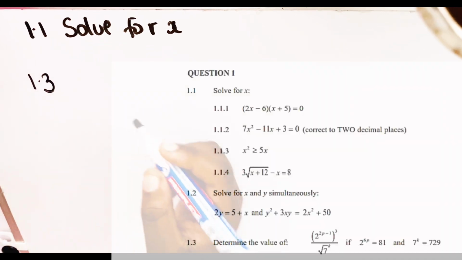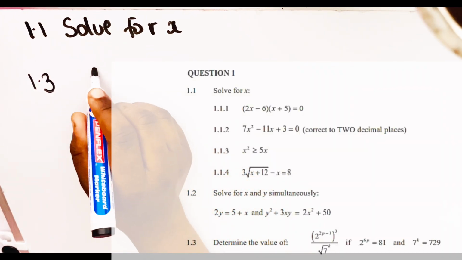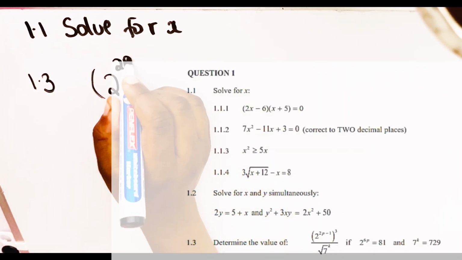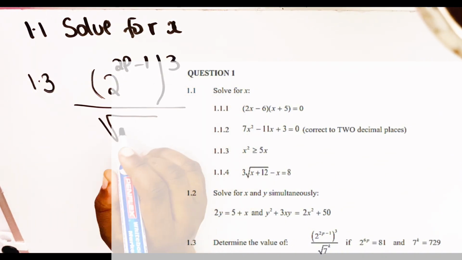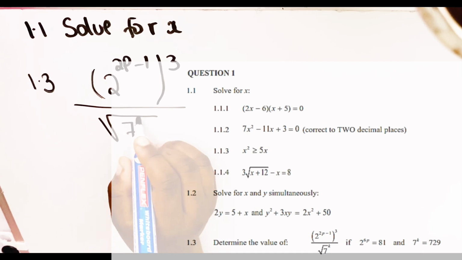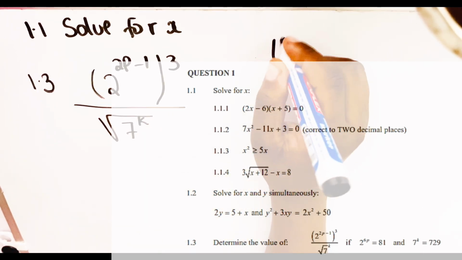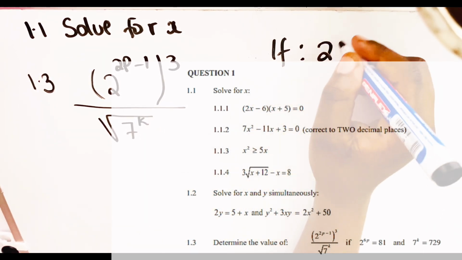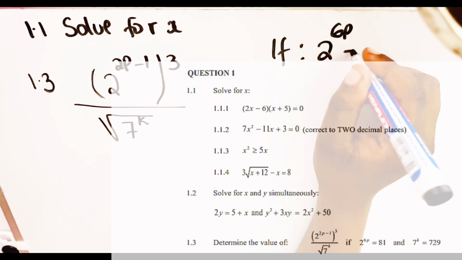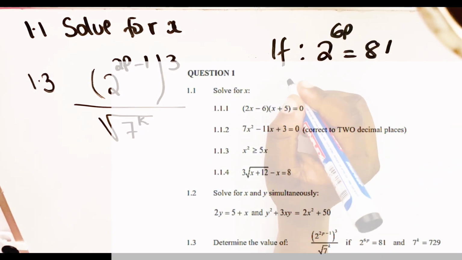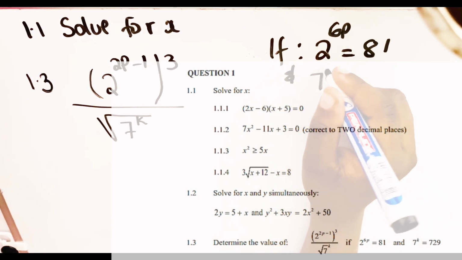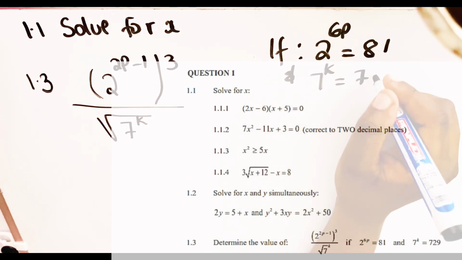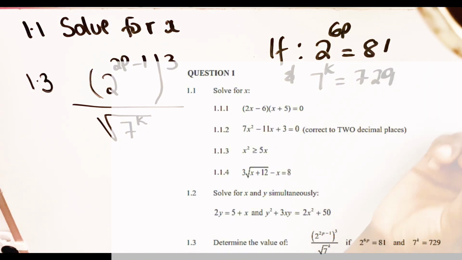1.3. It says determine the value of 2 exponent 2p minus 1, all cubed, over the root of 7 exponent k, if 2 exponent 6p is equal to 81 and 7 exponent k is equal to 729. So let's just get straight to it.